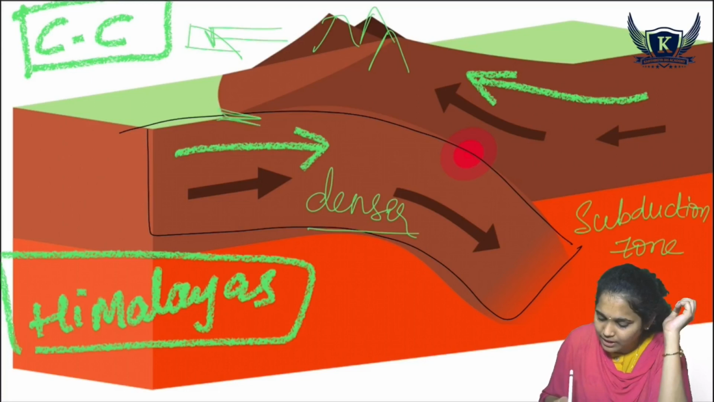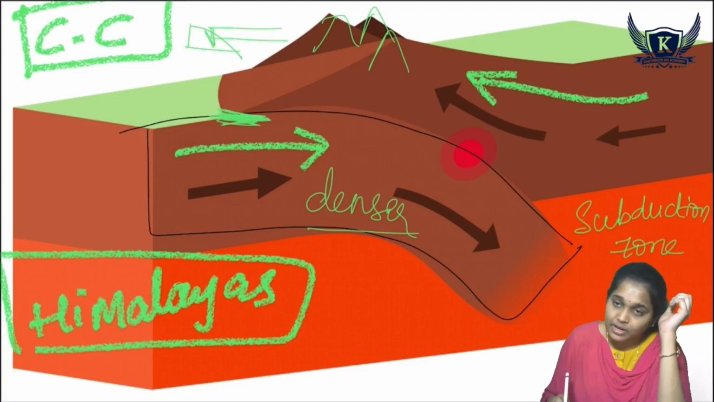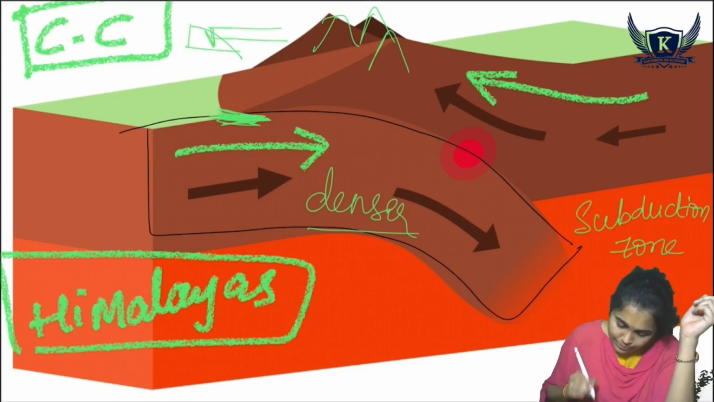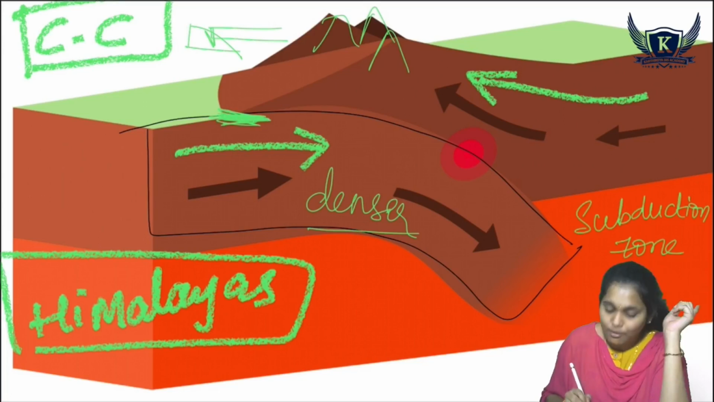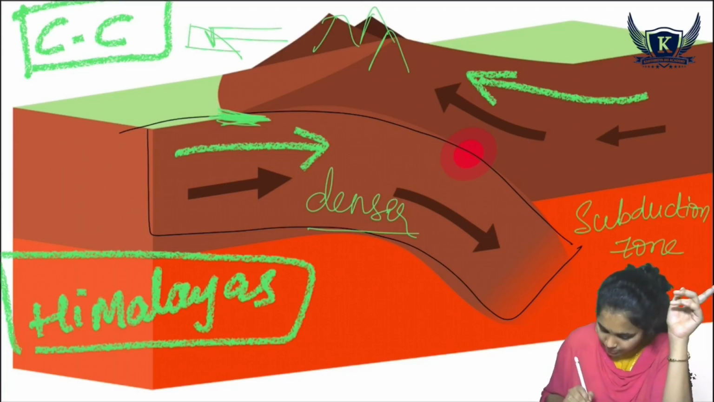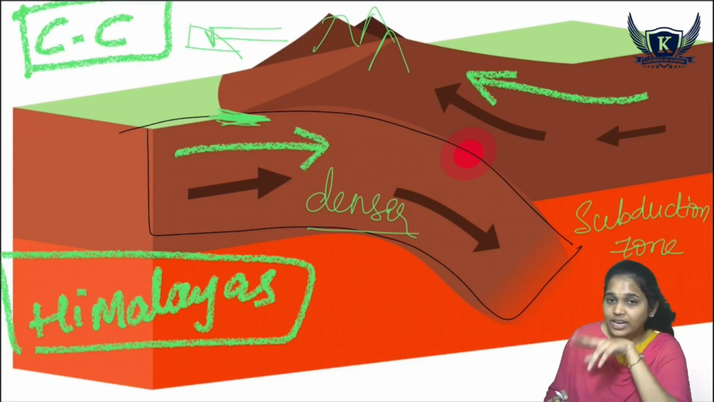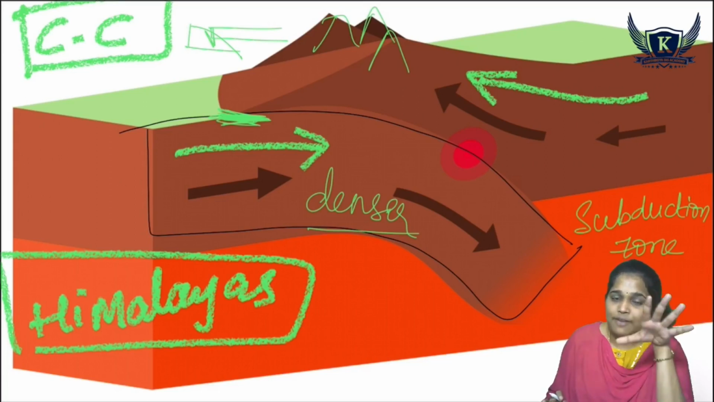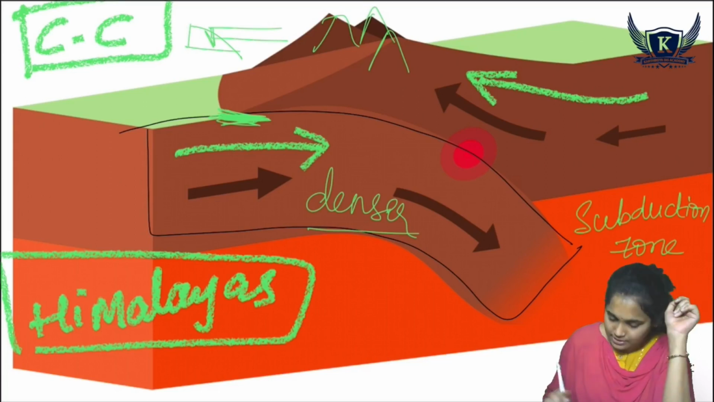So here, it is not mentioned clearly, but there will be a trench being formed here. That is the reason you have to remember that during convergence you will have mountains and trenches, and during divergence you have mid-oceanic ridges, rift valleys or linear seas, etc. So these are the landforms associated with the divergence phenomena.